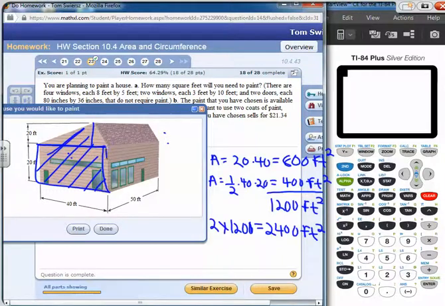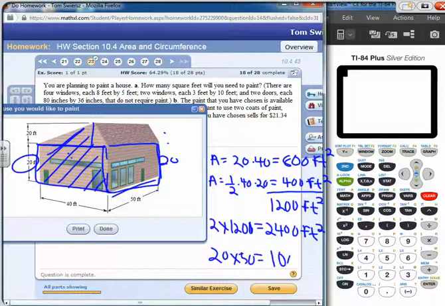Then you've got this side here, which is 50 by its height, which is the 20. The 20 goes from here to here, so this side is a rectangle, 20 by 50, which is 1,000 square feet. There are two of these, the back and the front. So 2 times 1,000 is equal to 2,000 square feet.